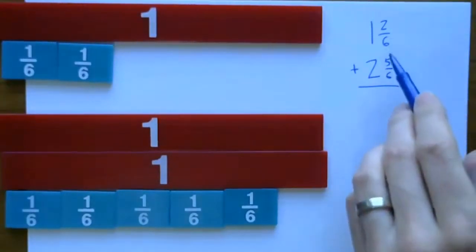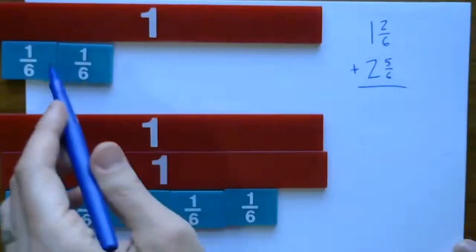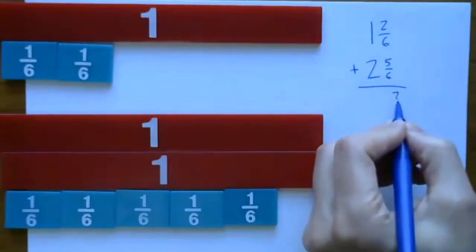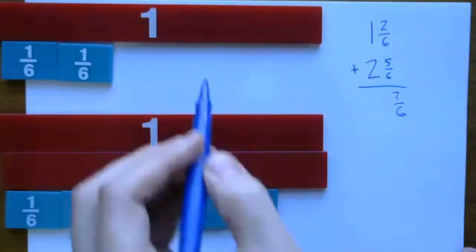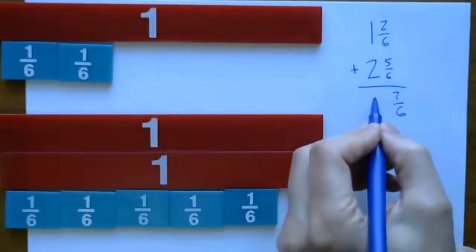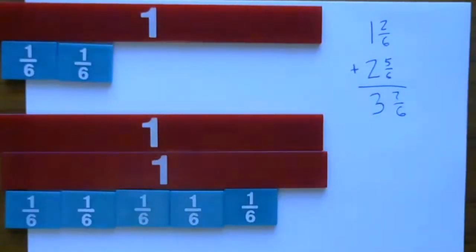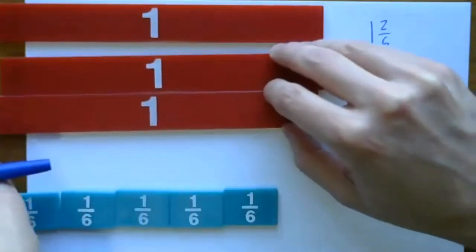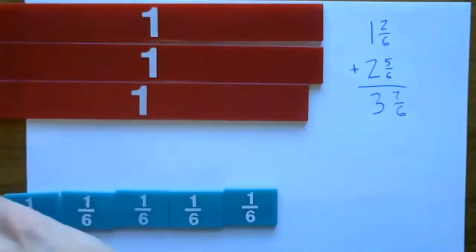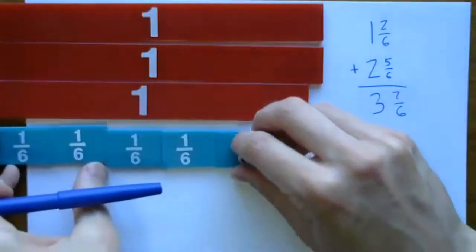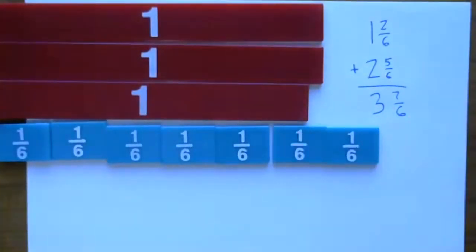Okay, so let's do what we did with the last problem. Let's just add the fractional parts together. 2/6 plus 5/6. All those sixths together equals 7/6. And then the one whole plus the 2 wholes together, that makes 3 and 7/6. I can move these up. And you can see we've got 3 and 7/6.